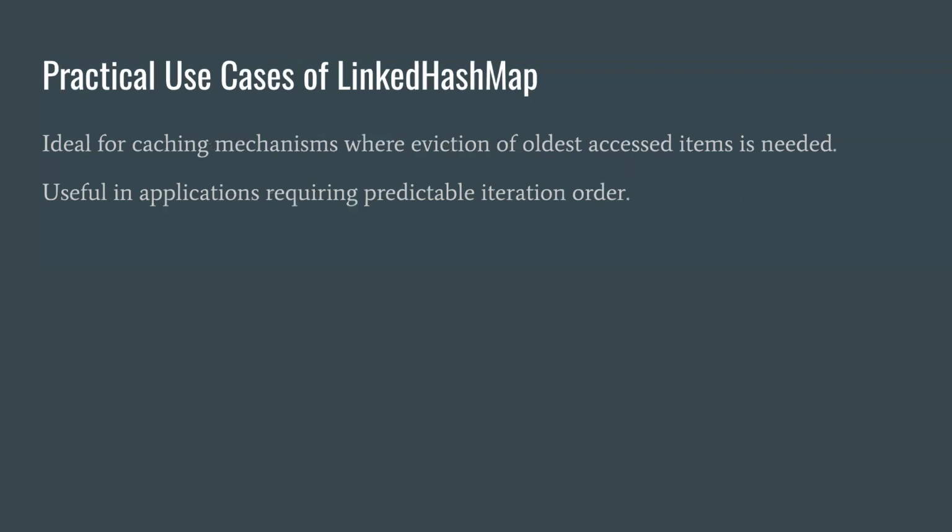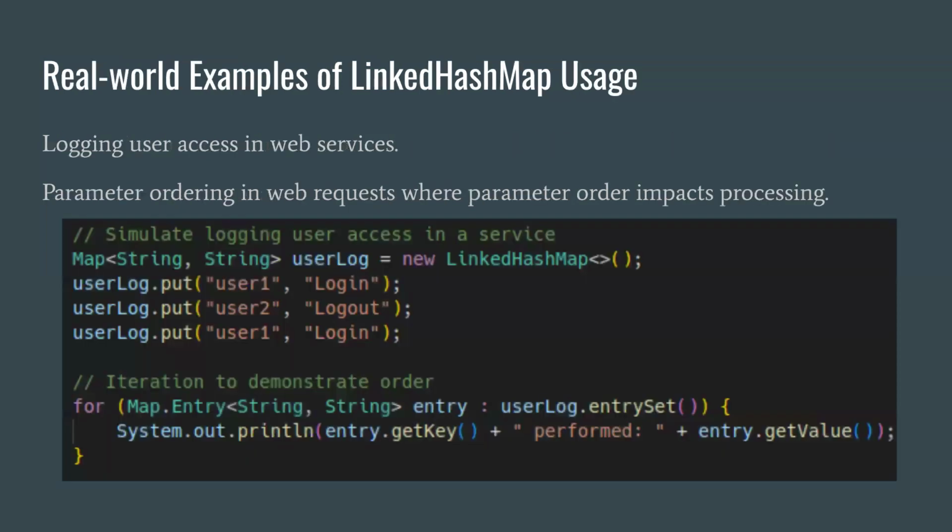Practical use cases of LinkedHashMap. One common use of LinkedHashMap is in the implementation of caches, where it is important to remove the oldest accessed item, such as in memory management scenarios. Another use would be if you have an application that requires a predictable iteration order.